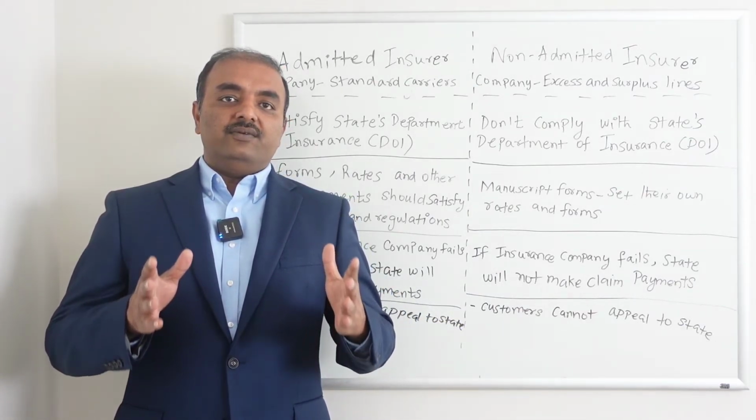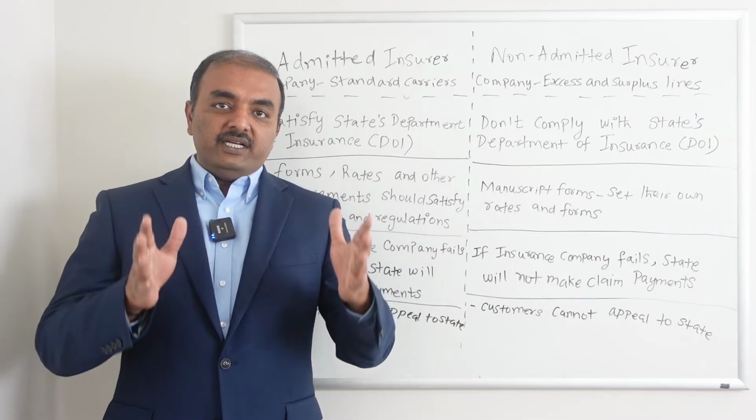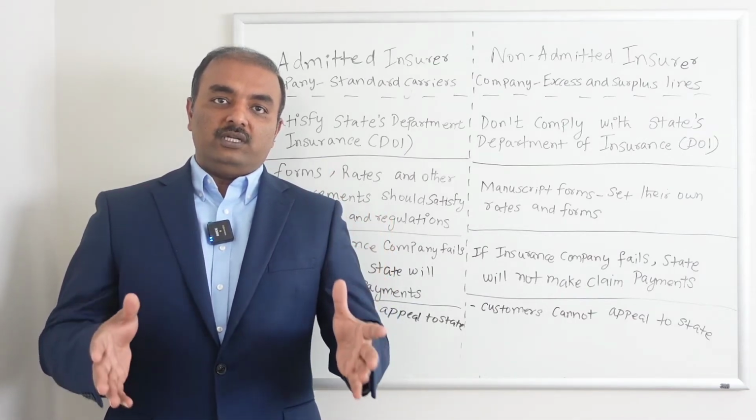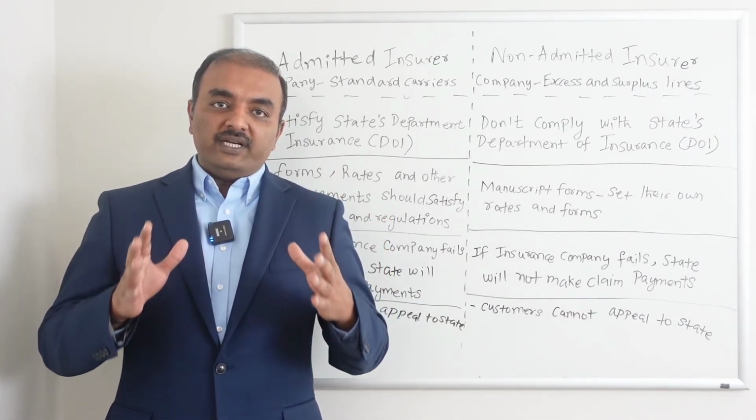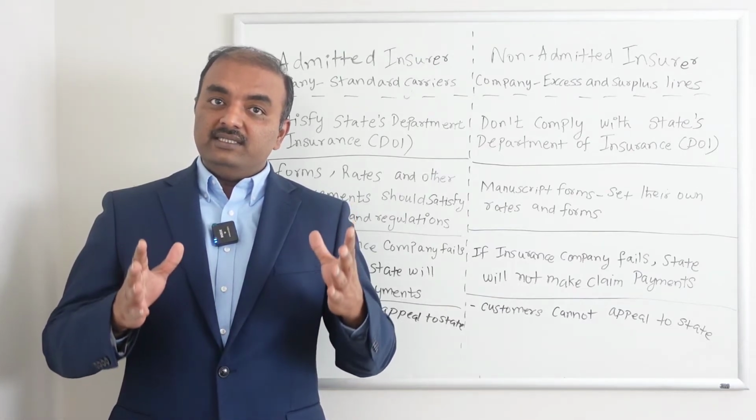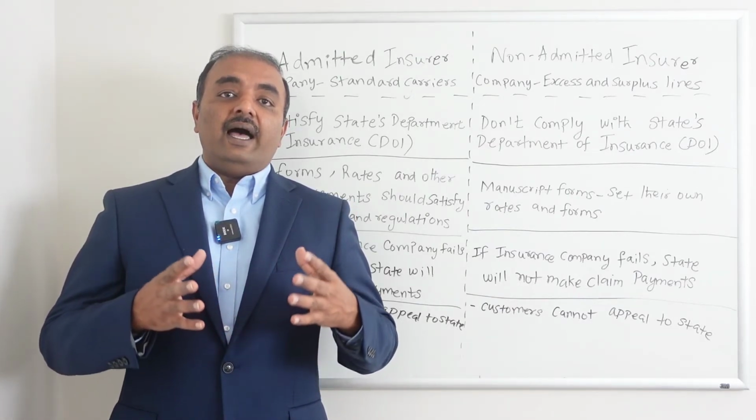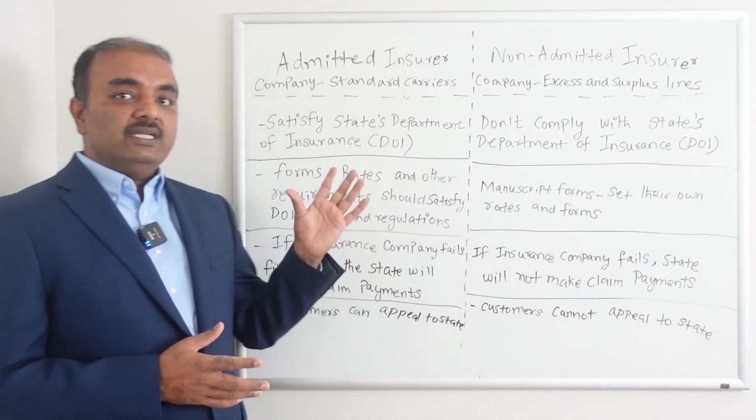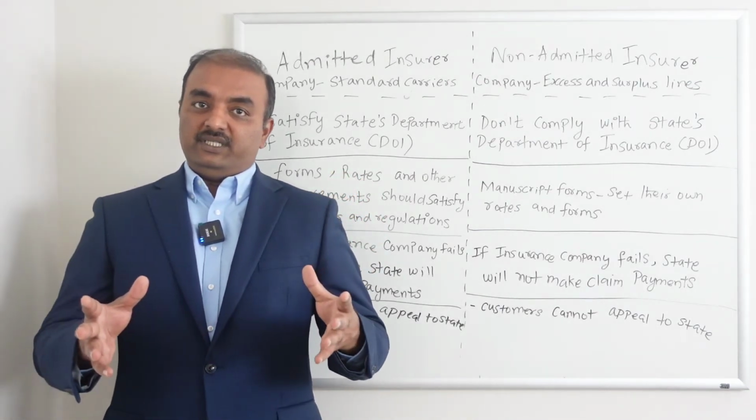Pretty much the difference is that admitted insurers comply with the state rules and regulations, whereas non-admitted insurers do not comply. The reason is they are going to cover high-risk customers, whereas admitted insurers are not going to cover high-risk customers.